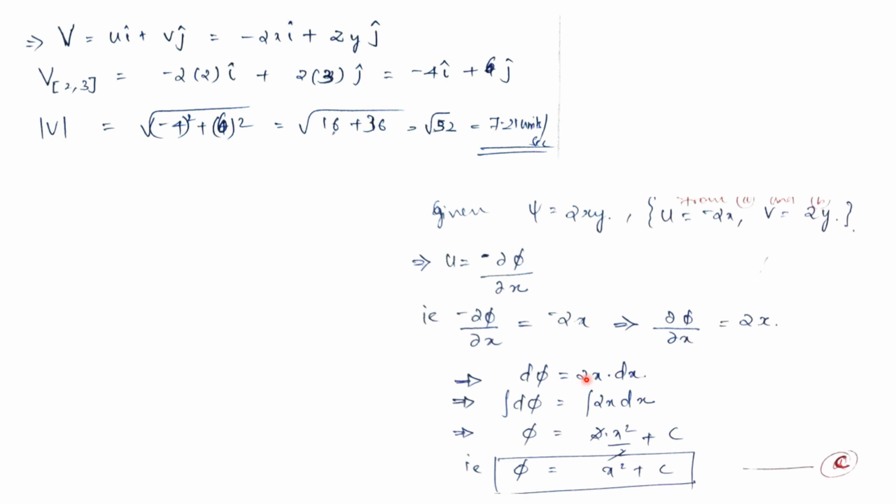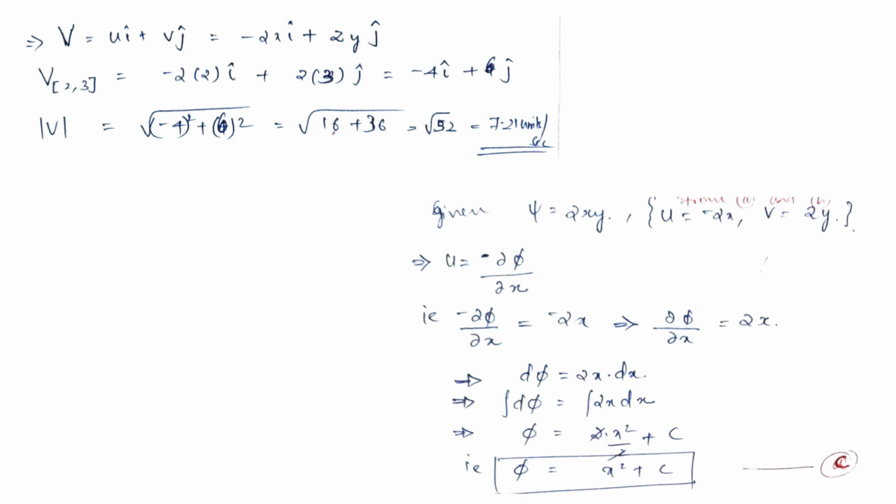So dou psi is equal to 2x dx. Integrate that. Dou psi is equal to integral of 2x dx. So how will you find psi? Psi is equal to 2 into x square by 2. 2 is a constant, take it outside. Integral of x is x square by 2 with respect to x, plus a constant, because whenever you have an integral there is always a constant term. So phi, the velocity potential function, is equal to x square plus a.